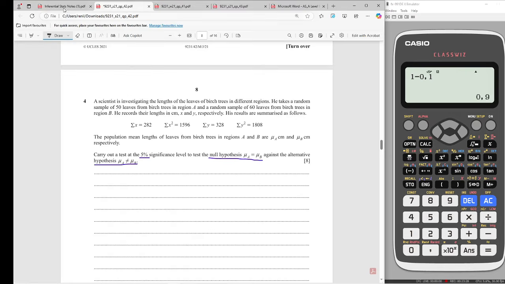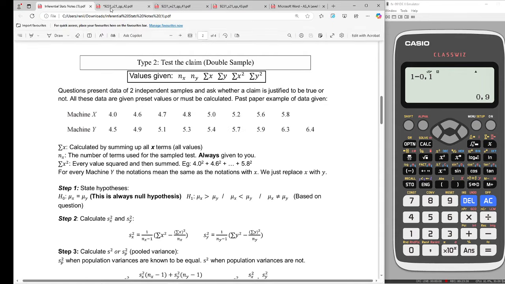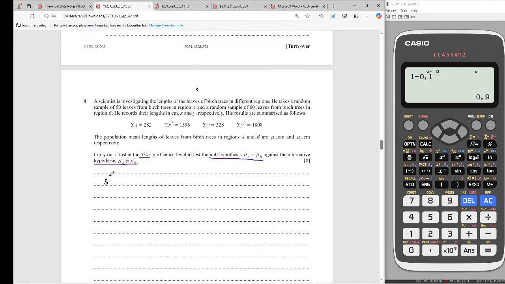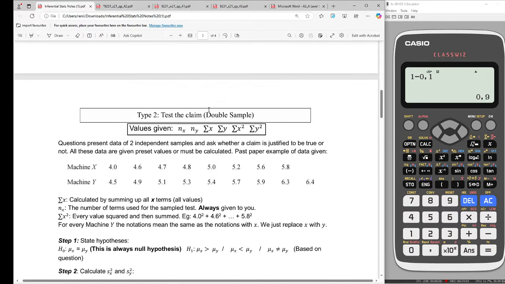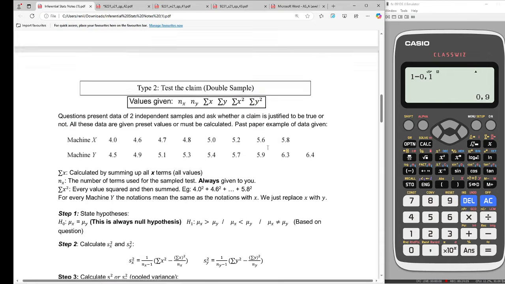So let's begin calculating the next step, which is S2 of x and S2 of y. S2 of x equals 1 divided by the number of terms minus 1. Let's note down nx, which is equal to 50. It's important that you take down these values, because without them you cannot proceed to your S2 of x and S2 of y. And ny is 60.